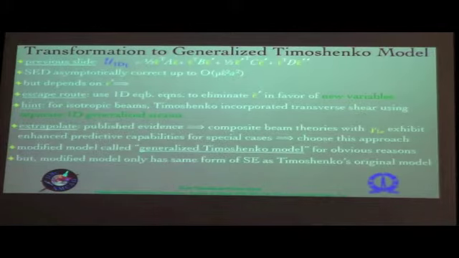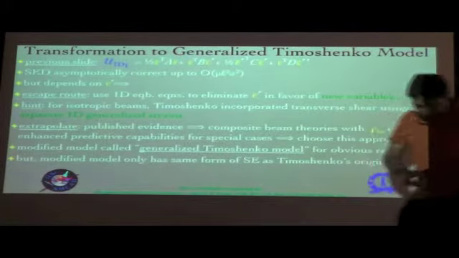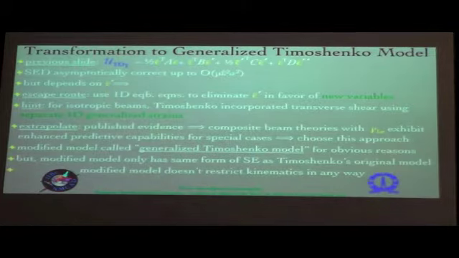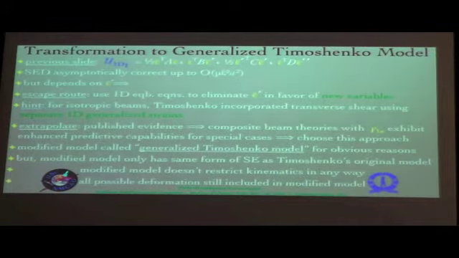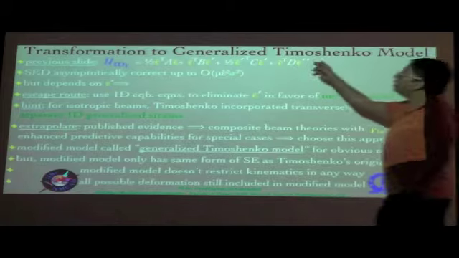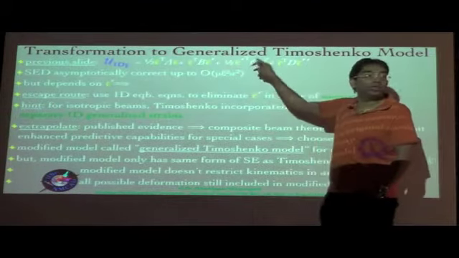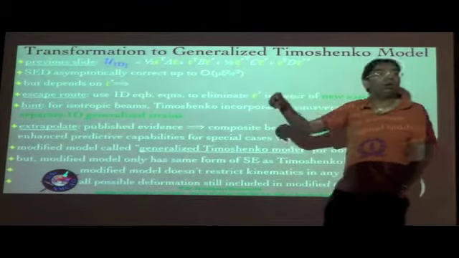There are 2 additional ones, being 2 gamma 1 2 and 2 gamma 1 3, the transverse shear strains, again functions only of x1. And the modified model does not restrict the kinematics in any way. So all possible deformations are still included in the modified model, because remember that it is based on this solution, which in turn allowed for all kinds of deformation.